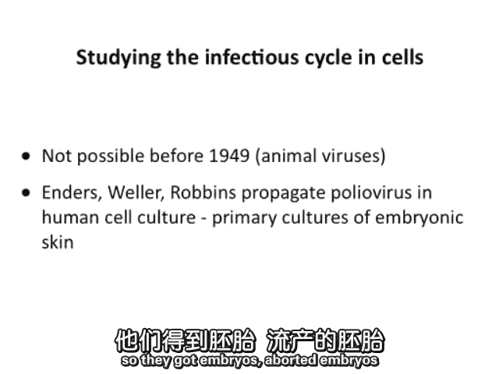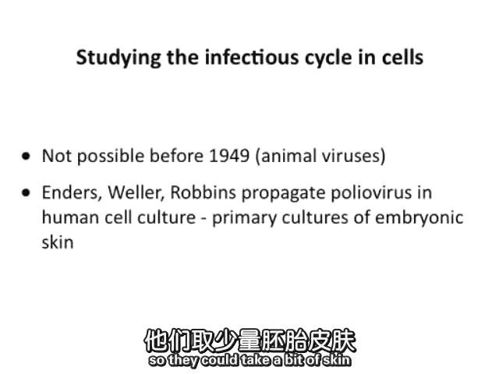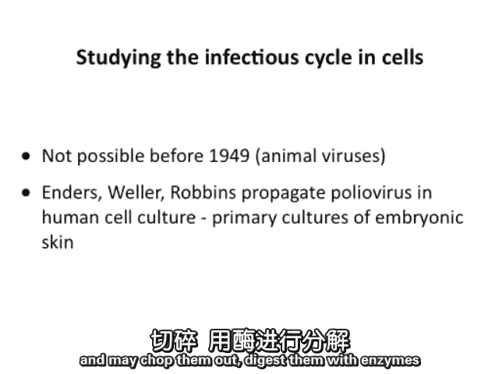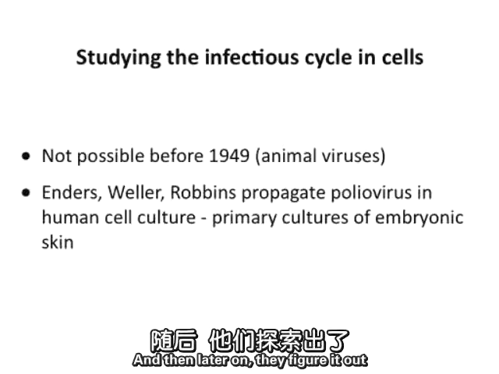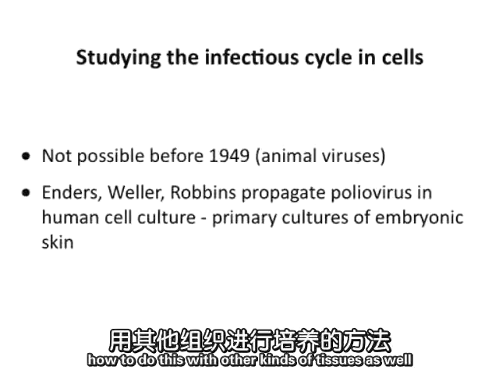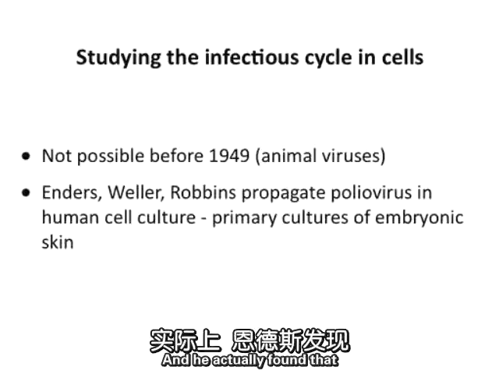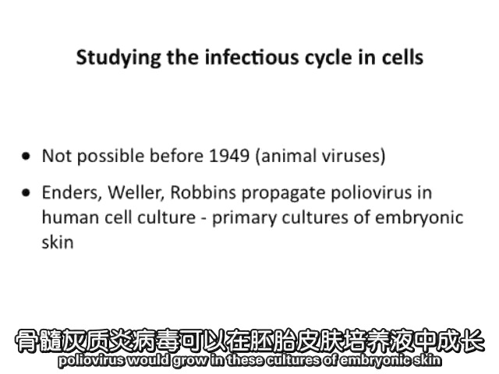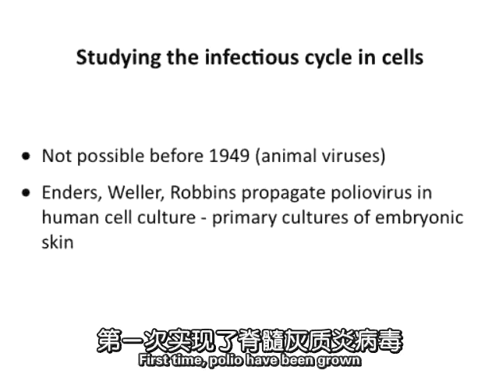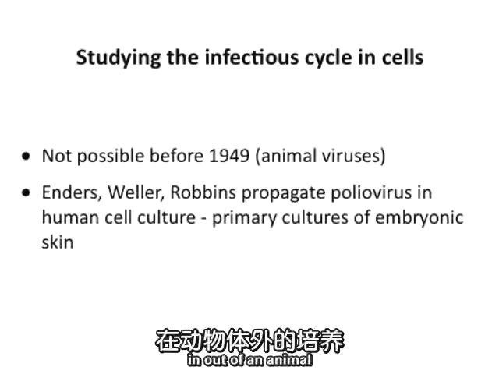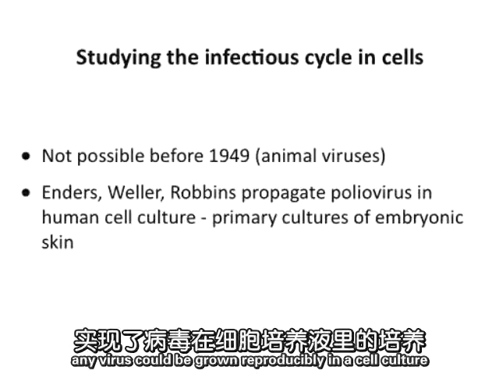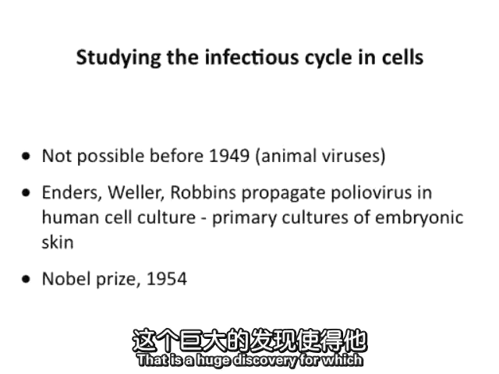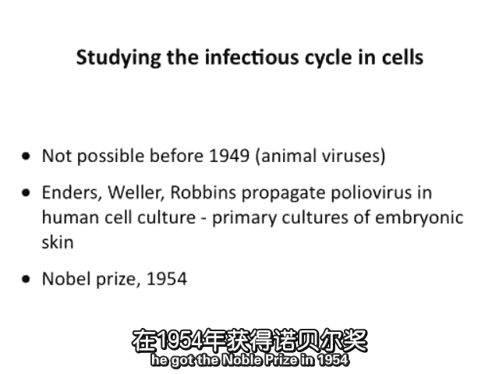So they got embryos, aborted embryos, and they could take a bit of skin and chop them up, digest them with enzymes, and plate them out in bottles and make cell cultures. And then later on, they figured out how to do this with other kinds of tissues as well. And he actually found that poliovirus would grow in these cultures of embryonic skin. First time polio had been grown in other than an animal, and it was the first time any virus could be grown reproducibly in a cell culture. That was a huge discovery for which he got the Nobel Prize in 1954.